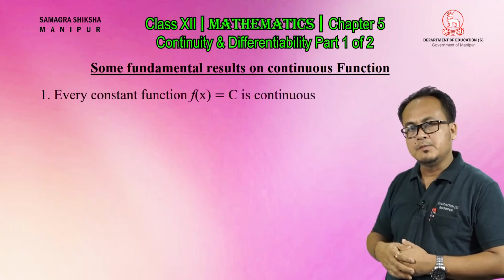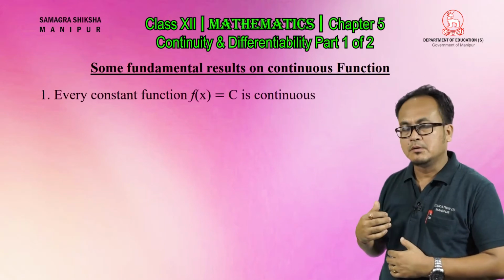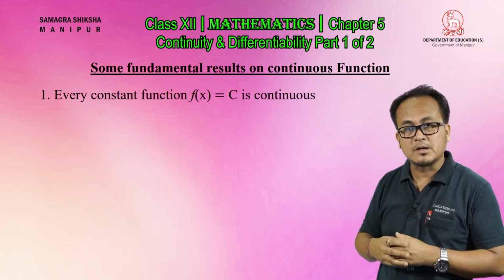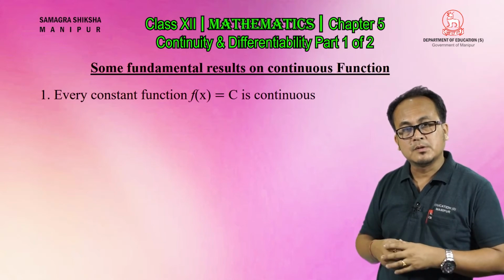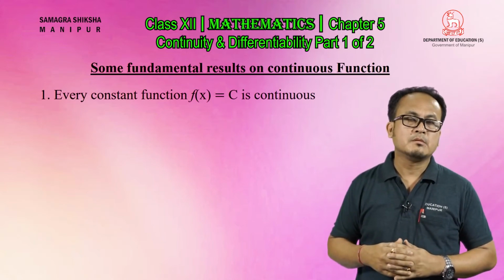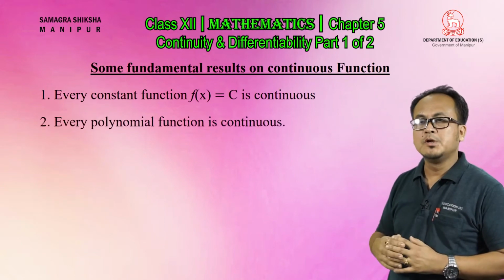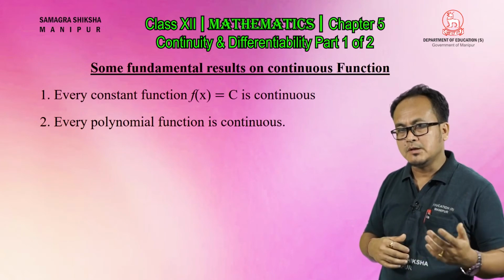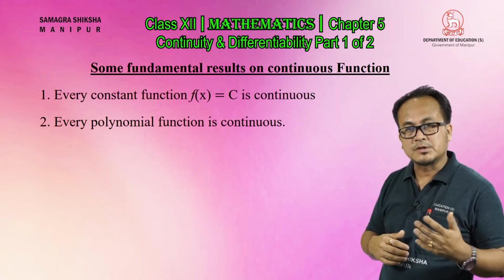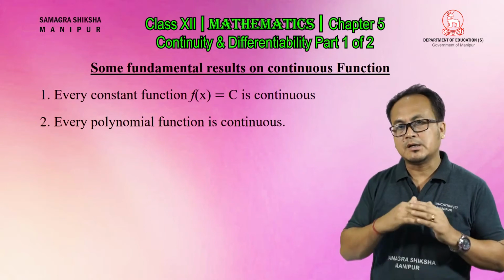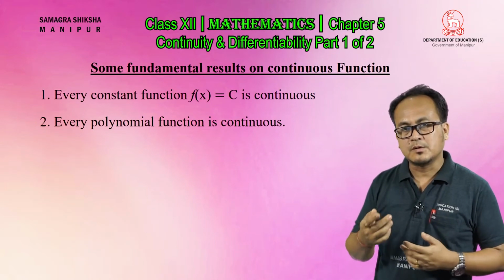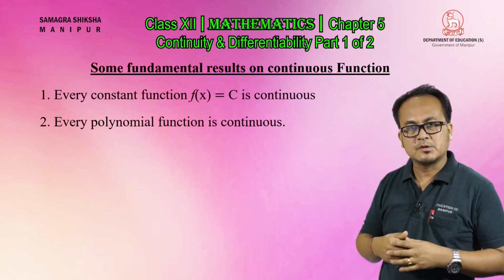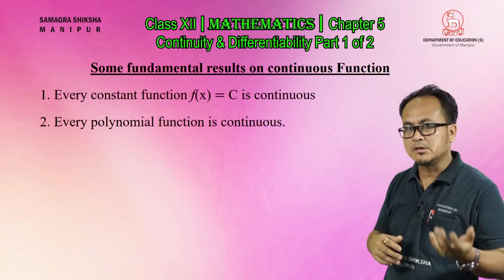Number 1: every constant function, that is f(x) equal to c where c is a constant, is continuous. Whatever test you apply on a constant function, it is continuous. Then every polynomial function is continuous. A linear function, like a straight line graph, is continuous. A quadratic function gives a parabola, and a parabola is continuous with no break point. So every polynomial function is continuous, a standard result.